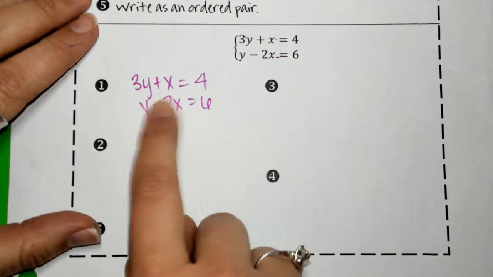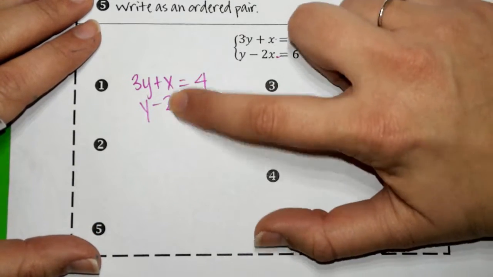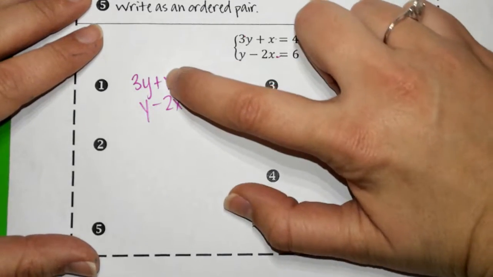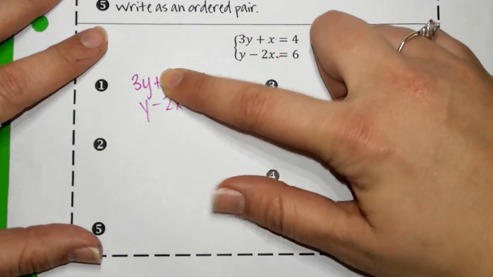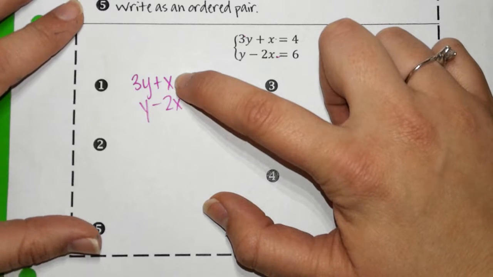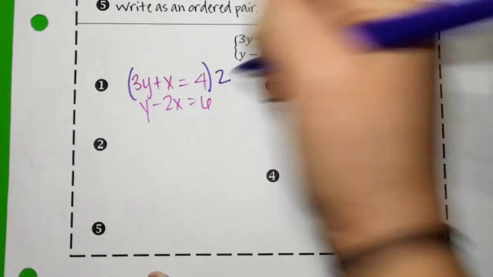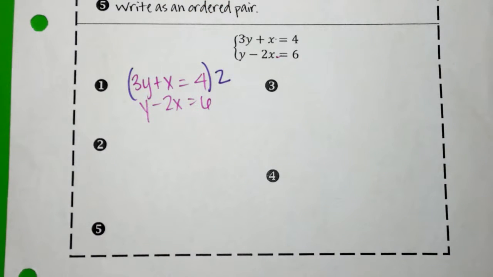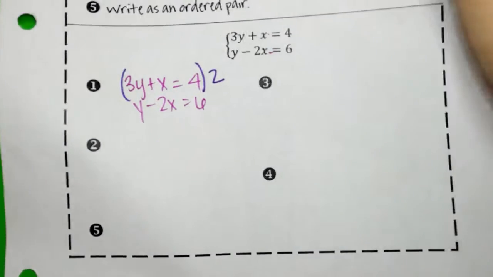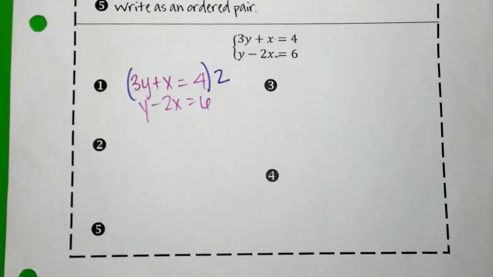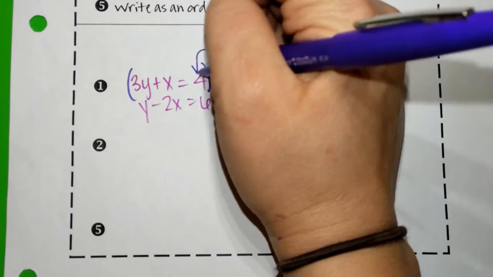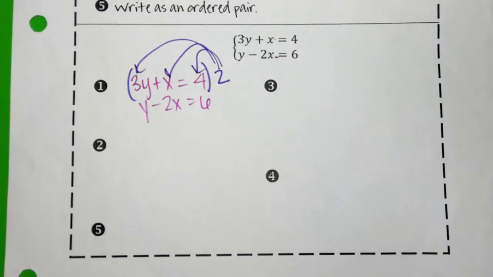Alright, so if I want this to be the opposite but the same number, I would multiply the top by 2. I got that 2 because 2 plus negative 2 is what? 0. Fantastic. So everybody, please multiply the top by 2. Now, do you think we're only going to multiply one thing or all things? Everything, guys.